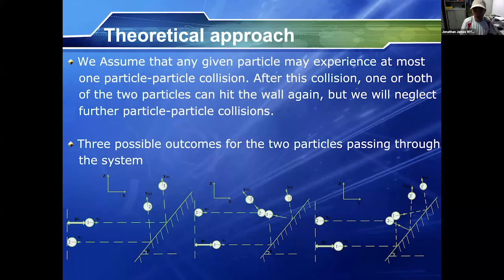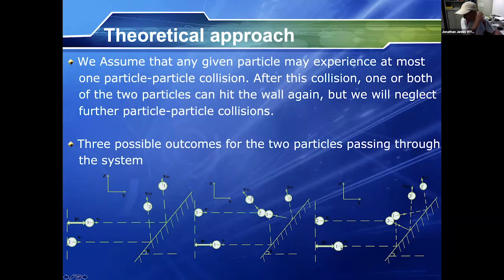Under this framework, there are three possible things that can happen. Let's look here. The first particle comes in, hits the wall, bounces off. The second particle comes in, hits the wall and bounces off, and they never interact. This is the simplest case. The next most simple case is the first particle hits the wall, bounces back. The second particle comes in. The first and the second particle collide with one another. The second particle bounces off, goes off to infinity, and the first particle hits the wall again and bounces off.